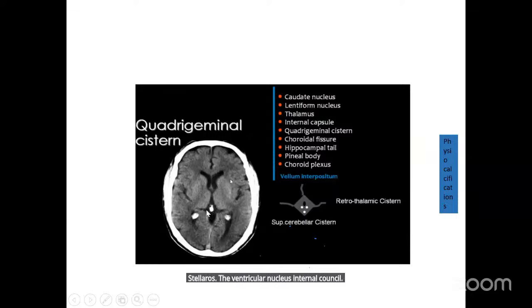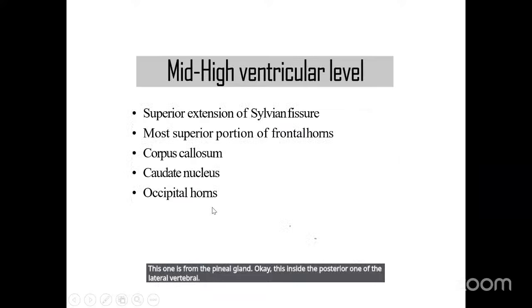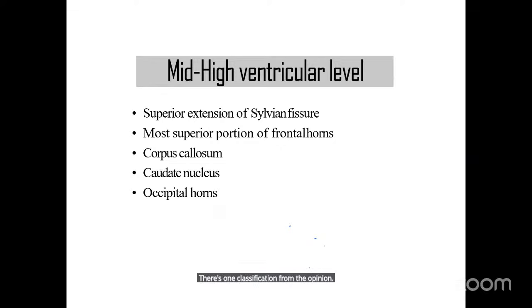However, we have seen these calcifications here. Are they bleeding or are they calcifications? These are normal calcifications. We'll discuss them later. These are choroid plexus calcifications. This one is inside the posterior horn of the lateral ventricle. This one is calcification from the pineal gland.